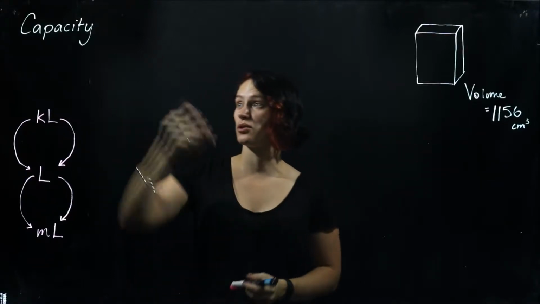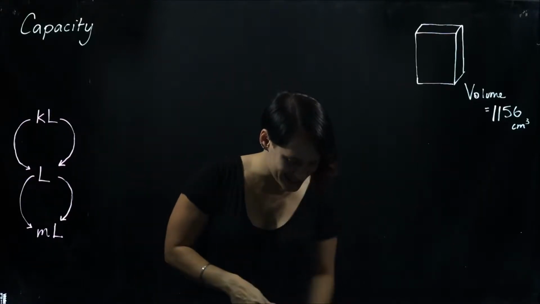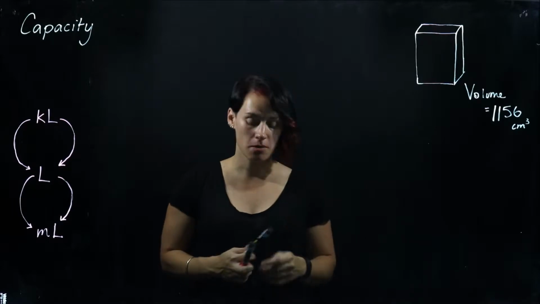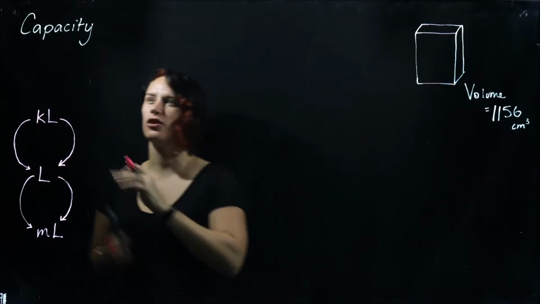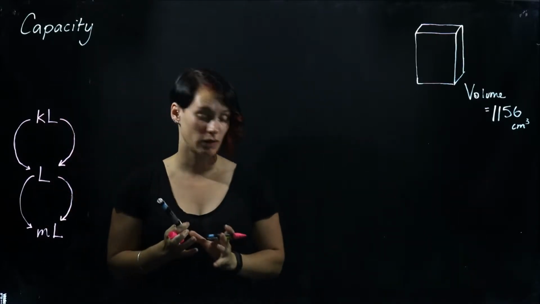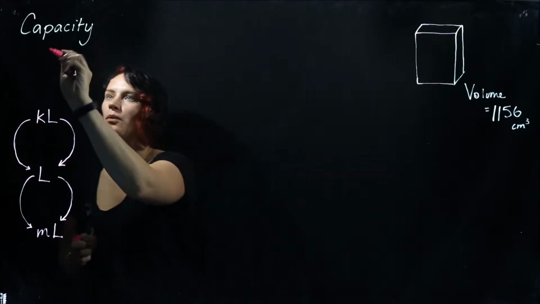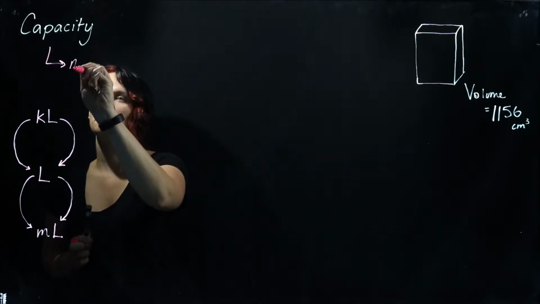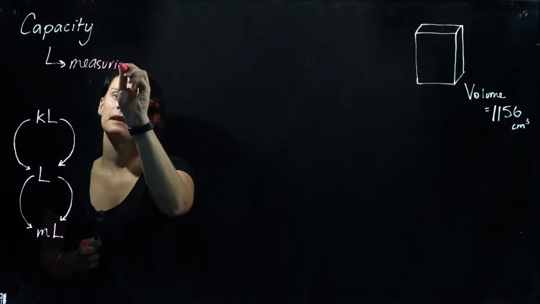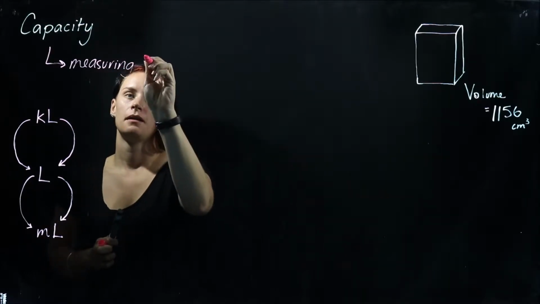All right, in this lesson we're going to talk about capacity. Now capacity is a bit like volume, but it's still a bit the same. So volume is talking about how much space a 3D object takes up, but when we measure capacity, we are measuring how much something can hold, right?